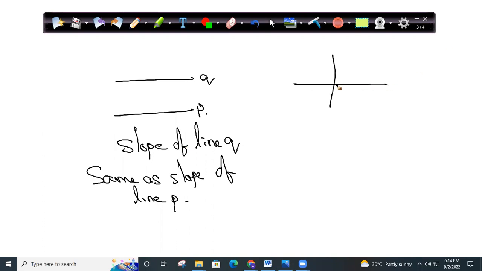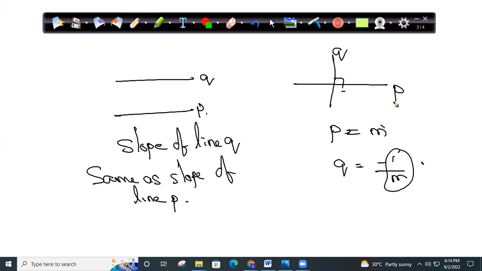When two lines are perpendicular, if the slope of P is m, slope of Q is negative and reciprocal. Two lines are perpendicular if the product of the slopes is -1, or if one slope is negative reciprocal of other slope. If the slope of one is m, the other is -1 by m, so we can say the two lines are perpendicular if the product of the slopes is -1 or one slope is negative reciprocal to other.